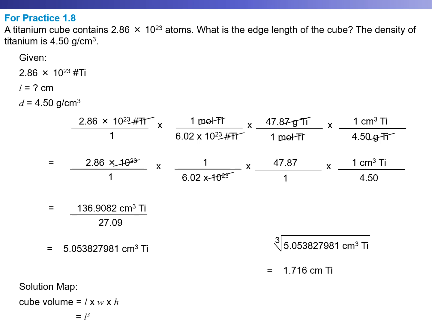And we end up with 1.716 centimeters. Not really of titanium, but of our titanium cube. Now, am I going to leave it here? I could leave it here, but if I come back and I look at the numbers in the values that they gave me, I see that I've got 3 significant figures. So I'm going to make mine have 3 significant figures too, which means my value is going to be 1.72 centimeters in my titanium cube.